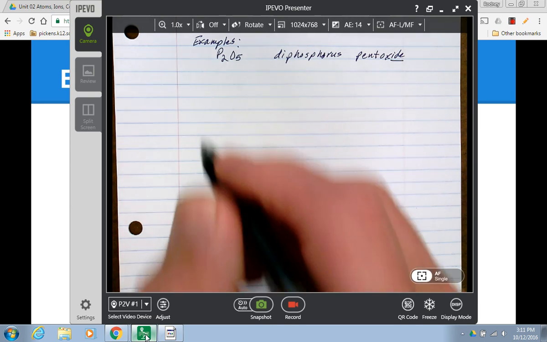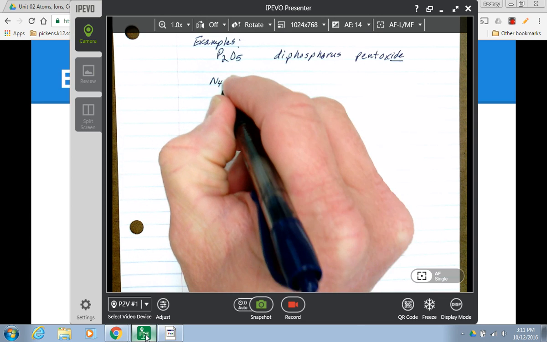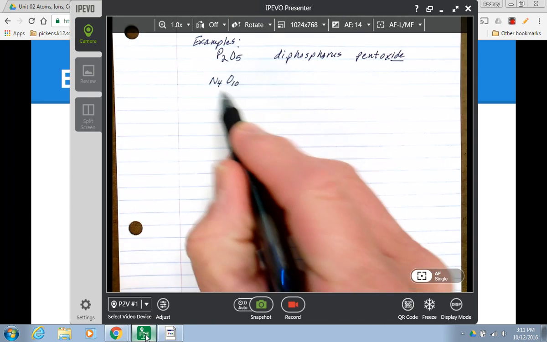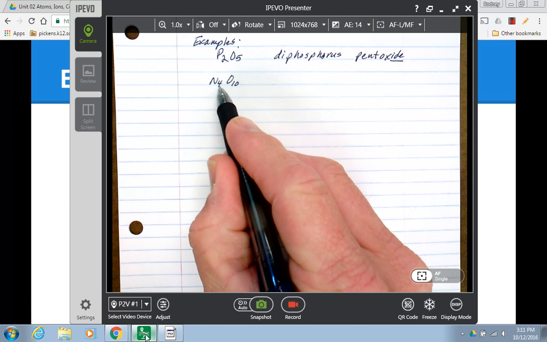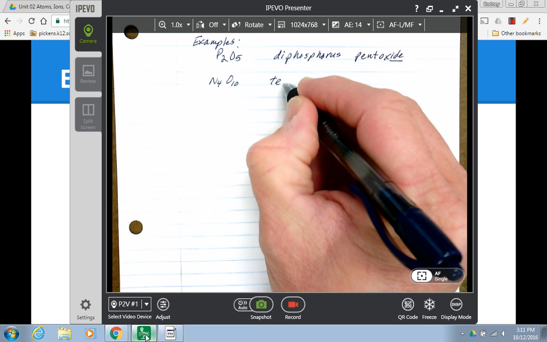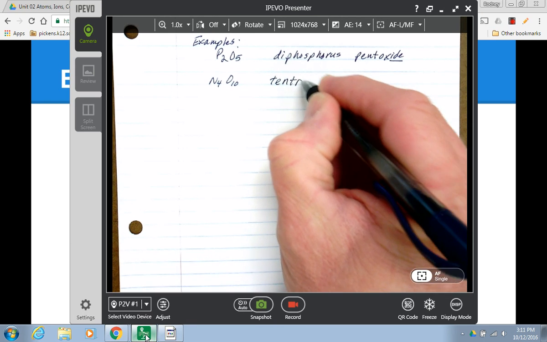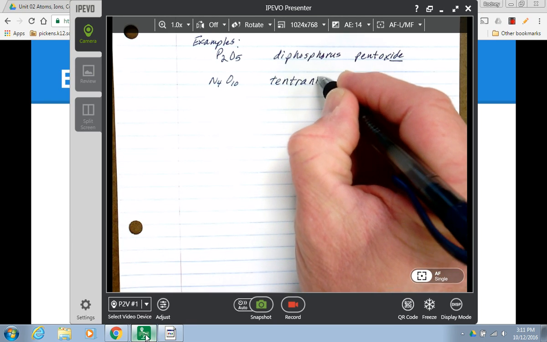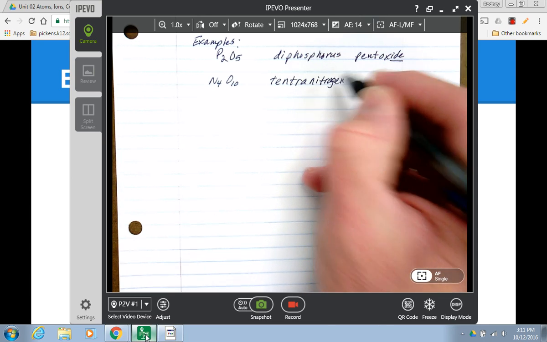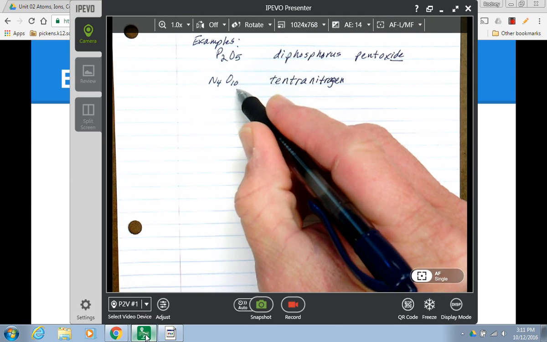So let's do another one. Let's do N4O10. So here we have nitrogen, but what is the subscript? The subscript is 4, so we use the prefix tetra. So tetra nitrogen, and then we have oxide again.